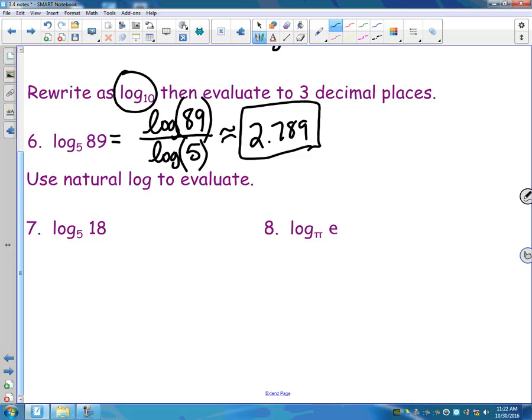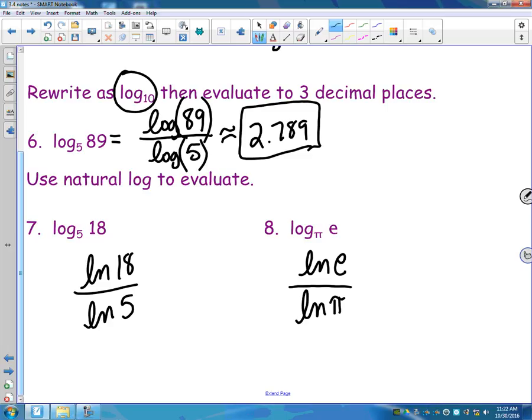Same rule, though. So this is just going to become ln of 18 divided by ln of 5. This one's going to be ln of e divided by ln of pi. And you can plug that in your calculator. But remember, ln of e is 1, so you could just plug this in your calculator. So ln of 18 divided by ln of 5, and that is 1.796. And if I do 1 divided by ln of pi, I get 0.874.